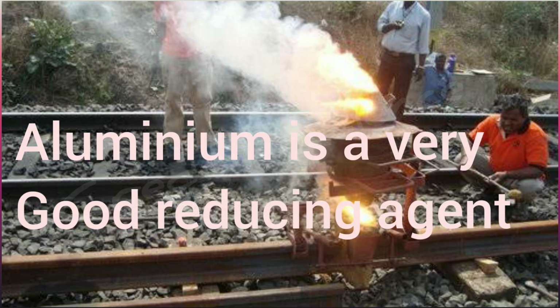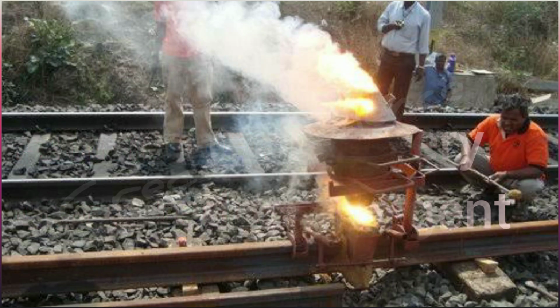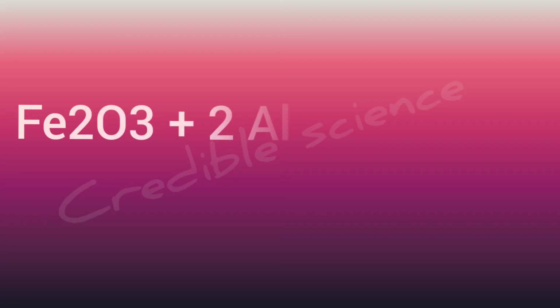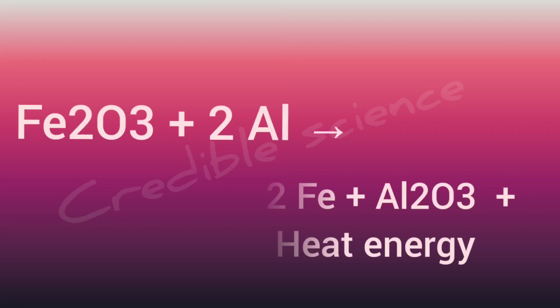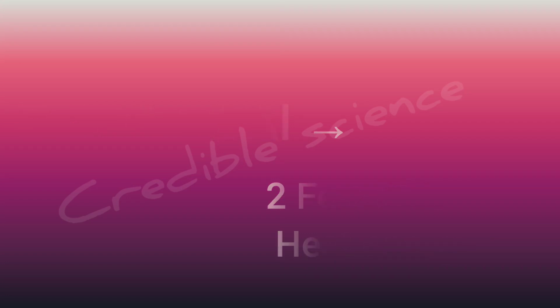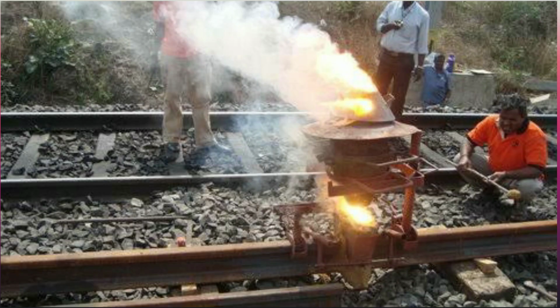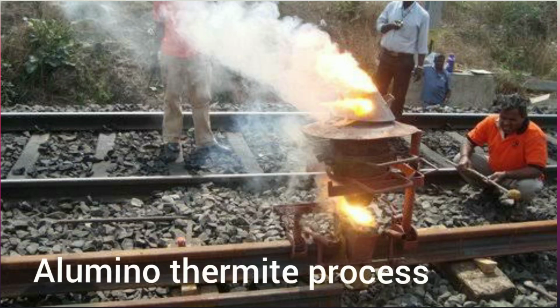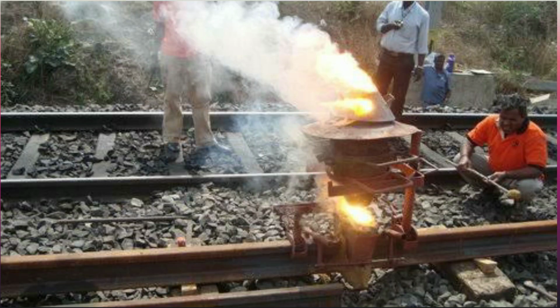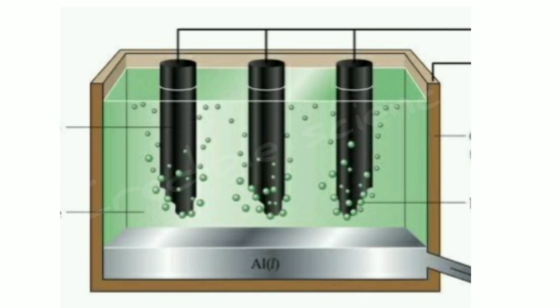Now, the very important property of aluminium is that it's a very good reducing agent. When treated with iron oxide, it forms iron and is oxidized to aluminium oxide. This is an important application which is used in welding the rails in the railway tracks. This is the aluminothermite process.